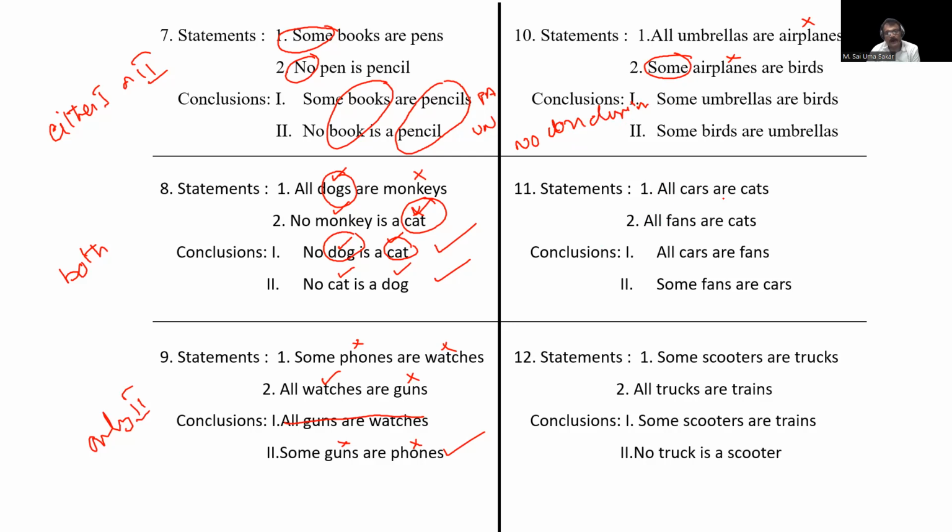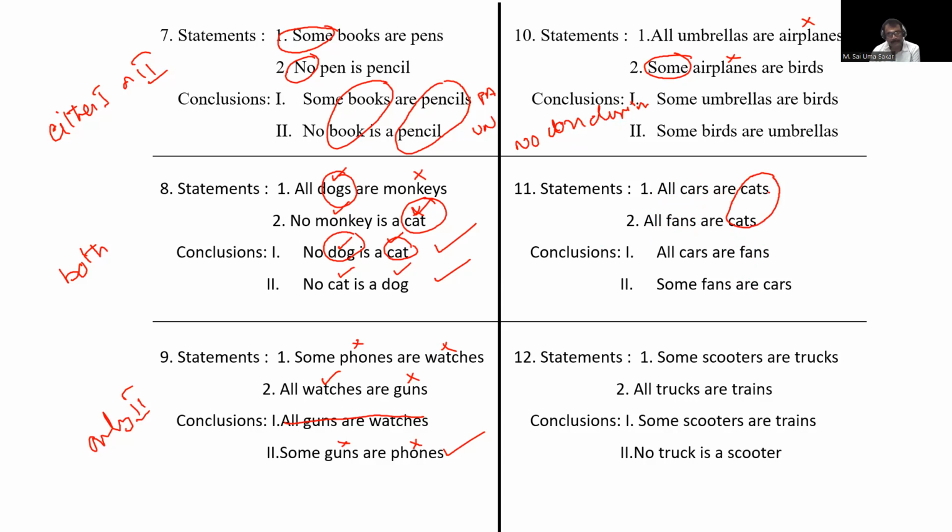All cars are cats. What is the immediate inference? Some cars are cats, some cats are cars, not there. All fans are cats. Some fans are cats, some cats are fans, not there. So there is no immediate inference for the 11th one. Next, mediate inference. What is the middle term? Cats. Is it distributed? No. So there is no mediate inference also.